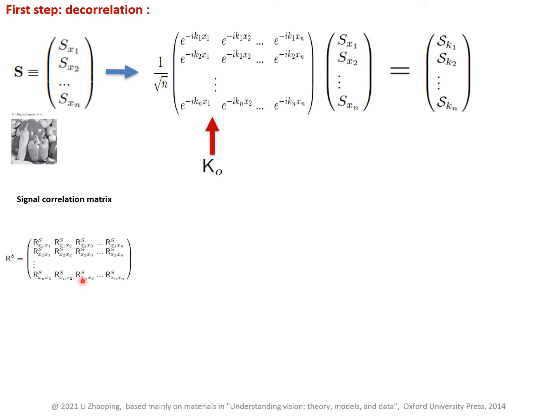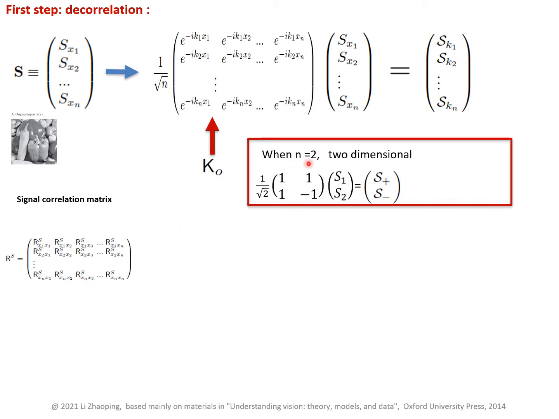To understand this intuitively, let's recall when n equals 2, so this vector becomes a two-dimensional vector, S1 and S2. In this case, this n by n matrix becomes a 2 by 2 matrix, and 1 over square root of n becomes 1 over square root of 2. We recall that we used this in our stereo coding example. And when you get this, S plus is the average and summation of the two signals, and S minus is the difference of the two signals, normalized by 1 over square root of 2.